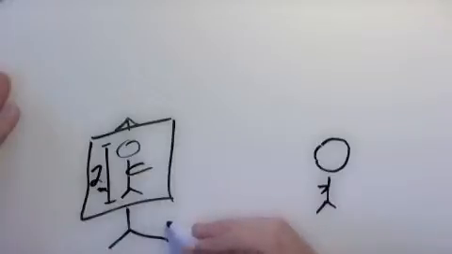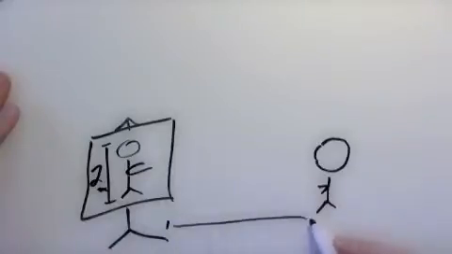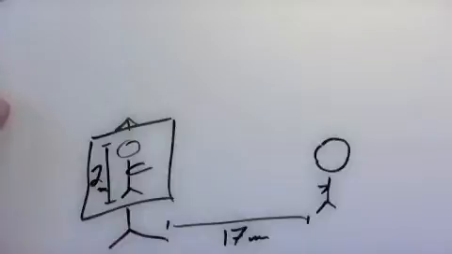You are, for convenience sake, 17 meters from the screen. So the question is, how large is the image of this person on your retina? And initially, it looks like you're not given enough information to solve this problem.